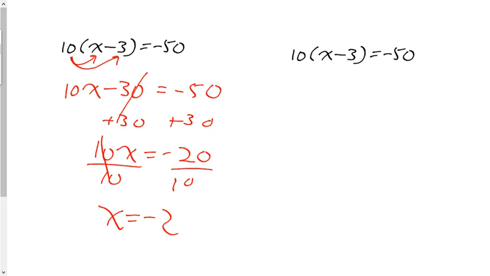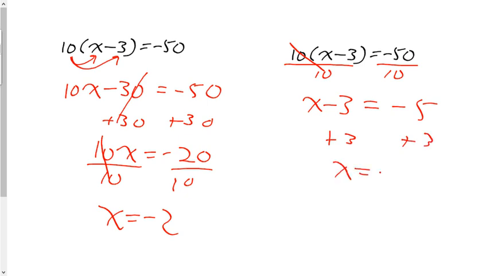If they didn't, they more than likely said that 10 groups of x minus 3 is negative 50. Then dividing both sides by 10 will tell me what one group of x minus 3 is equal to. And then they added 3 and got x equals negative 2 as well. Either way, the answer to that solution is x equals negative 2. 2 points: 1 point for the work, 1 point for the answer.